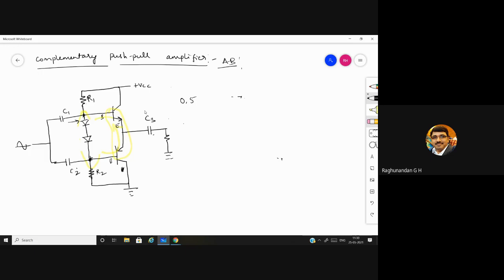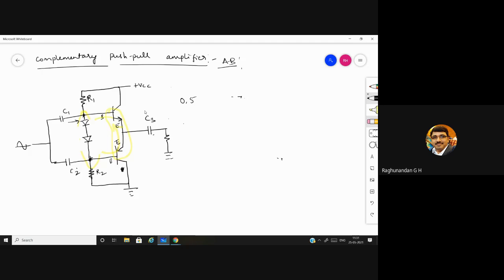Sorry, this is not the emitter. This is the emitter. This is the collector side. So base emitter, base emitter. When you are considering this portion, the base emitter, base emitter, the total drop which is produced across this circuit will be equal to 1.4.